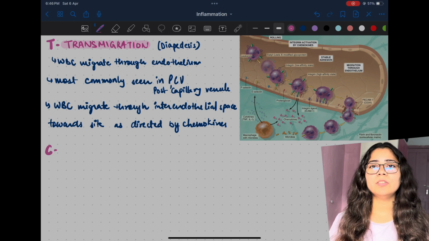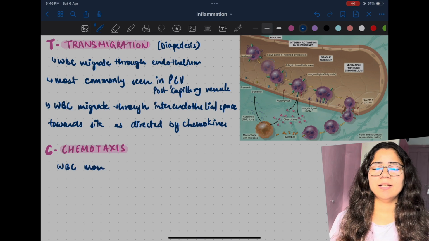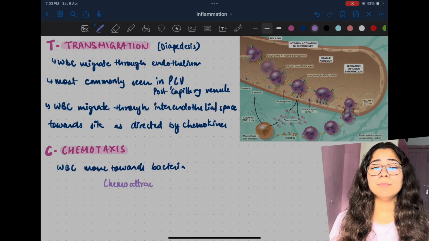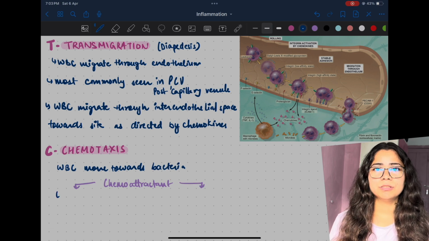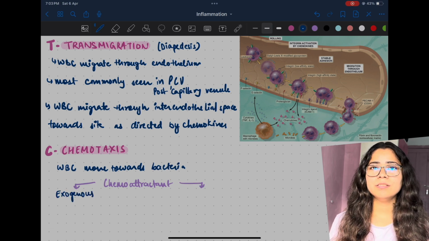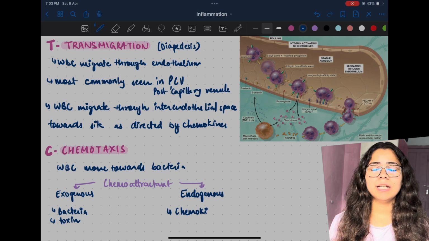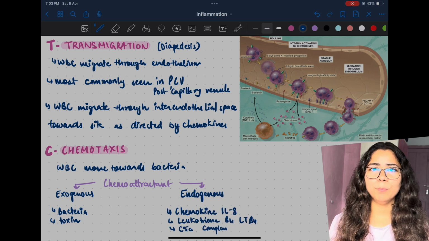And here comes our next step, that is C for chemotaxis. In chemotaxis, WBC will move towards the site of injury in the tissue. Chemoattractants that will attract leukocyte are both exogenous and endogenous. Exogenous is from outside, that is the bacteria and the toxin, and endogenous is produced inside, like chemokines, interleukin 1, leukotriene B4, and C5a of complement system.